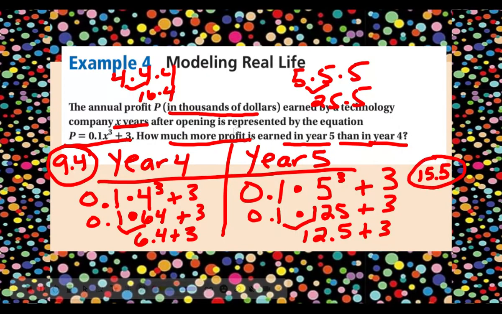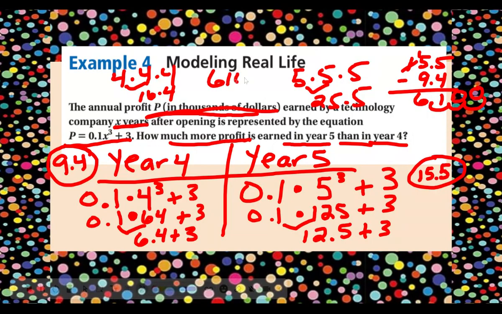So now we're not done. Now we need to answer the question. How much more profit is earned in year 5 than in year 4? So let's subtract. So 15.5 minus 9.4 is 6.1. But if you read the beginning, the profit is in thousands of dollars. So let's move our decimal 3 times to the right. 1, 2, 3. So $6,100. They make a profit of $6,100 more in year 5 than in year 4.